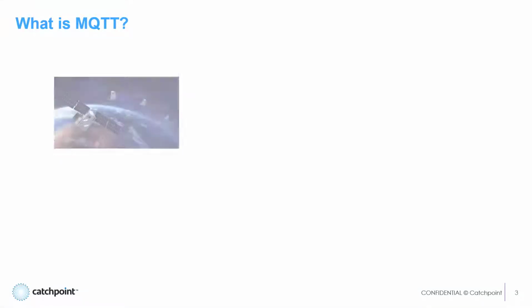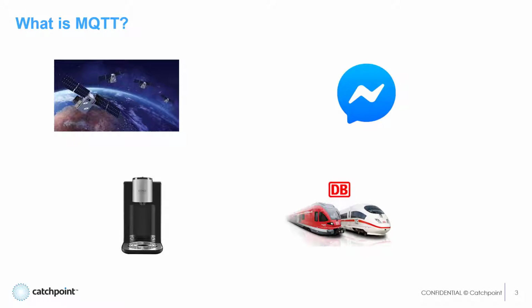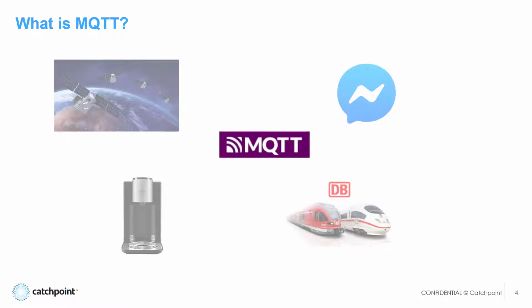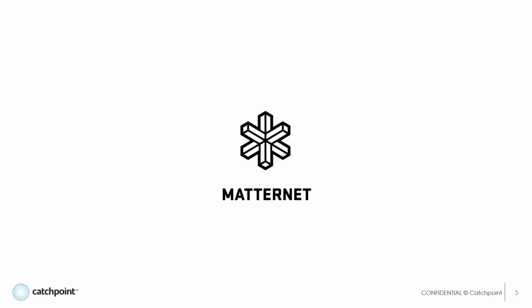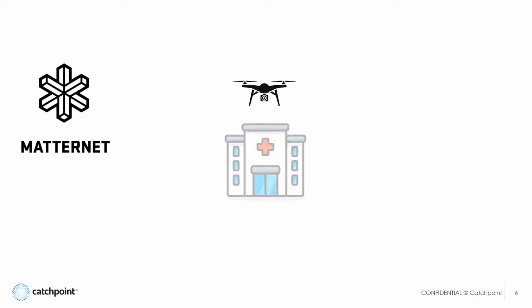So before we dive into any details, let's start with this. What do oil rig satellites, Facebook Messenger, Casio kitchen appliances, and Germany's trains have in common? Well, they all implement MQTT to ensure reliable IoT communication. To understand why they use this over, say, implementing an HTTP-based system, let's look at a real-life example. So let's say I'm a company like Matternet, right? That's a startup that uses drones to transport medical supplies between hospitals and testing labs.